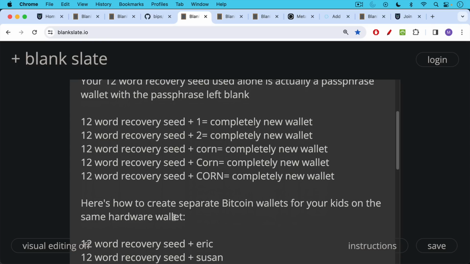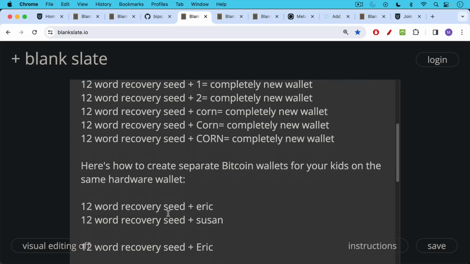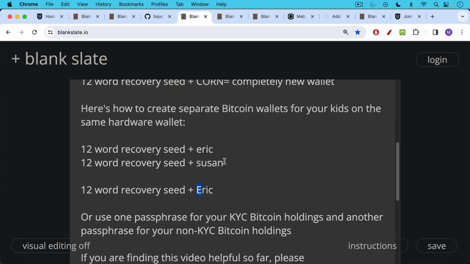So here's how to create separate Bitcoin wallets, for example, for your kids, for your business. On the same hardware wallet, you could have your 12-word recovery seed plus Eric. If your two kids are named Eric and Susan, one could be you add Eric as a passphrase. The other one you could add Susan. And then you could have the wallet without the passphrase, just the 12-word recovery seed. That would be its own wallet as well. You have to be careful doing this, because if you were to add capital E Eric, that would be a completely different wallet from lowercase e Eric.